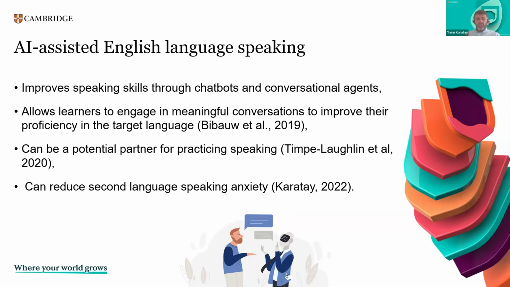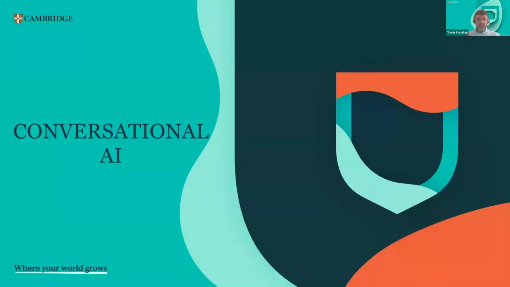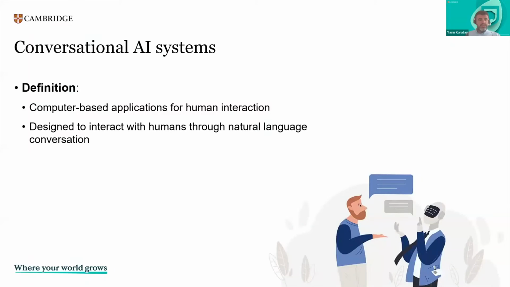So then the question is, what are those technologies? And like I said, I'm going to focus on one type of it, as I did in the writing one, which is conversational AI. So I'm going to first describe very briefly what they are and how they work. And then I'm going to show you an example that I designed for my PhD study. And then I will show you some comments from my students who actually used this AI and interacted with it, and we will see how they felt about that.